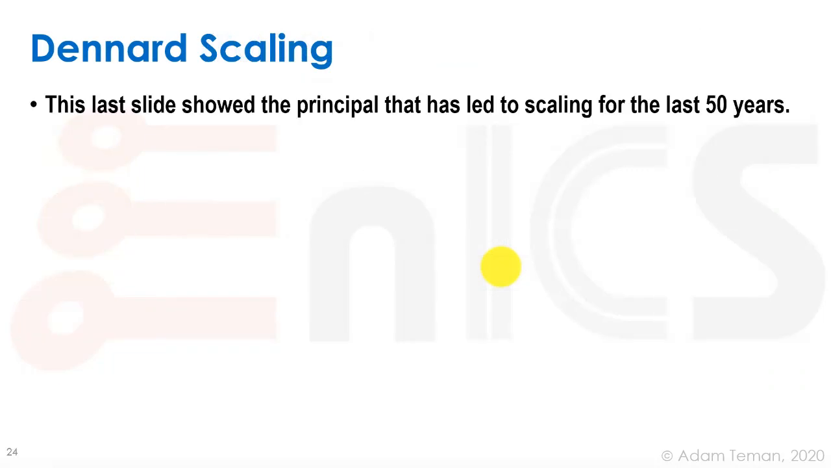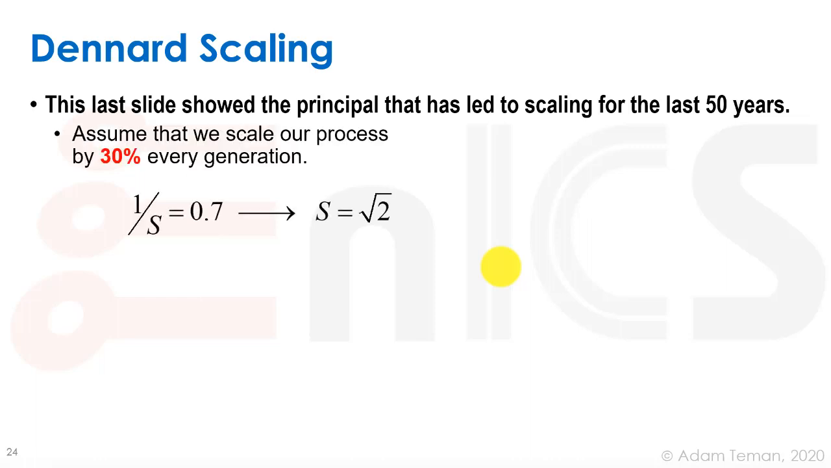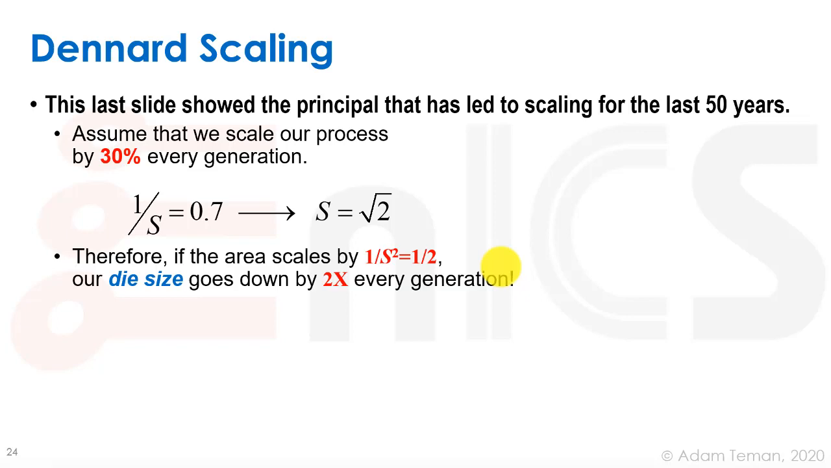So the last slide showed us the principle that has led to scaling for the last 50 years. Assume that we scale our process by 30% every generation. So 1 over S equals 0.7. That's a 30% reduction every scaling generation. That means that S is equal to the square root of 2. Therefore, if the area scales by 1 over S squared, we get a reduction of one half, or the die size goes down by 2x every generation, which is what we want.